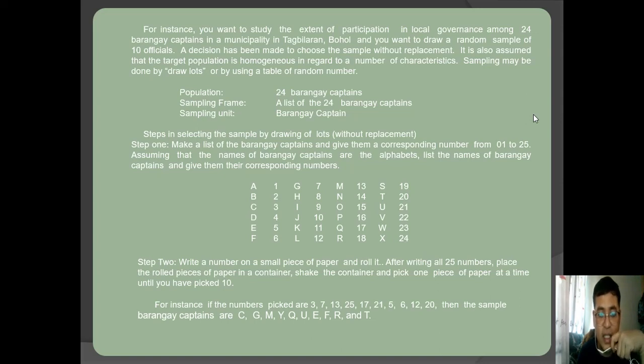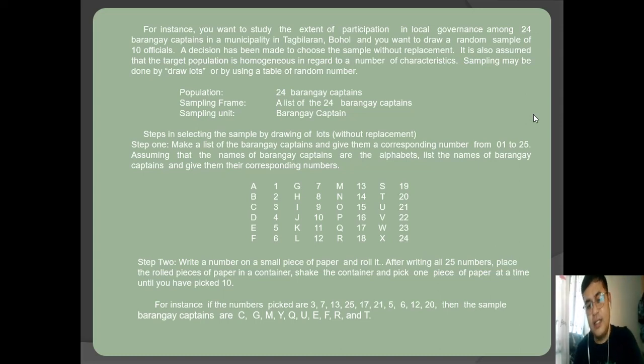their corresponding number. So ngayon, sa step 2, lalagyan natin siya ng number sa small piece of paper and roll it. After writing all 25 numbers, place the rolled pieces of paper in a container. So shake the container and pick one piece of paper at a time until you had picked 10. So for example, ang nakuha is 3, 7, 13, 25, 17, 21, 5, 6, 12, and 20. Then the sample barangay captains are C, G, M, Y, Q, U, E, F, R, and T.